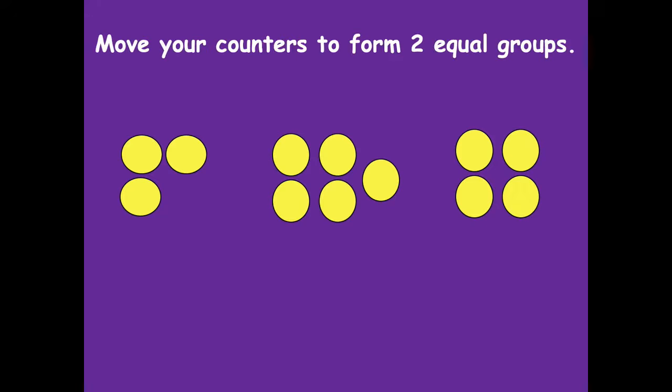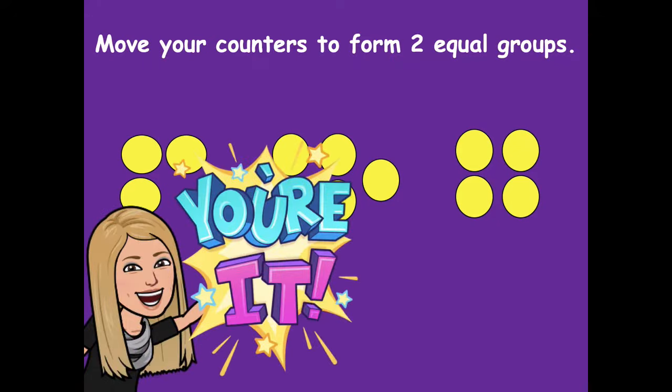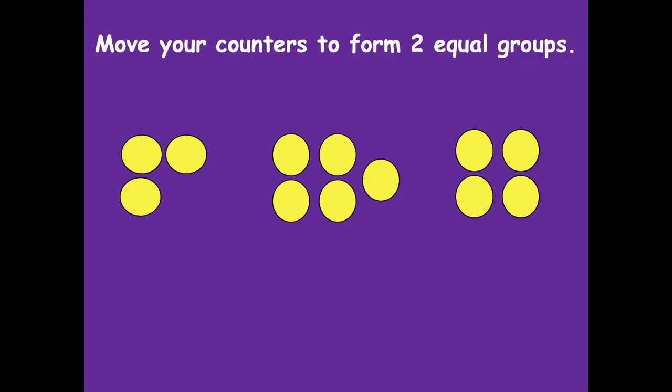Okay, awesome. All right, so move your counters to form 2 equal groups now. So pause the video, take all of those same counters, and you're making 2 equal groups. So pause the video, do that, and then click play when you're ready for the next step. All right, pause if you need more time.